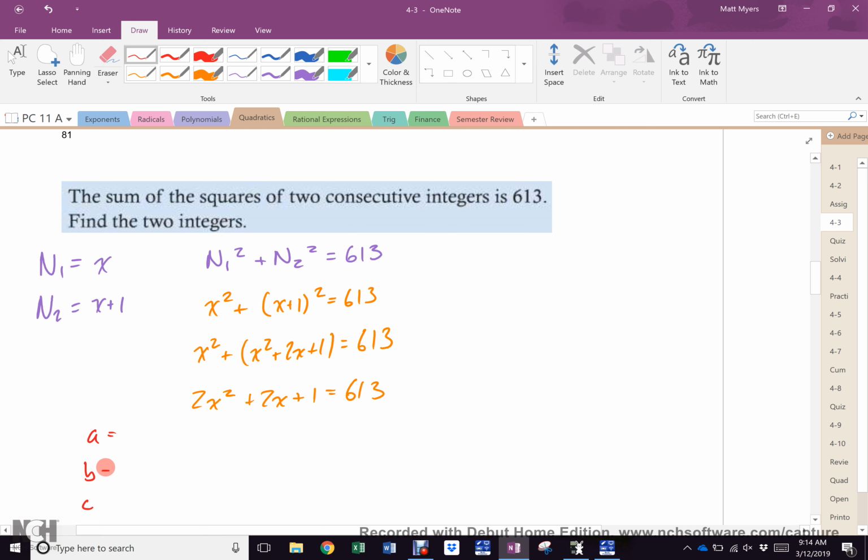Do we have an ABC? What is A? 2. What is B? What is C? Look closer. Negative 600 and? You got to bring this over, don't you? Then it becomes negative 613. So C is negative 612.